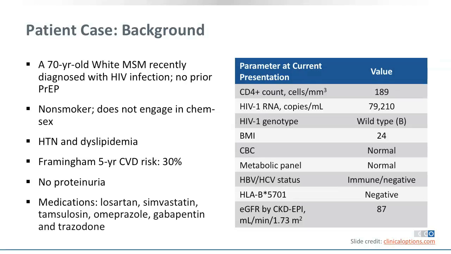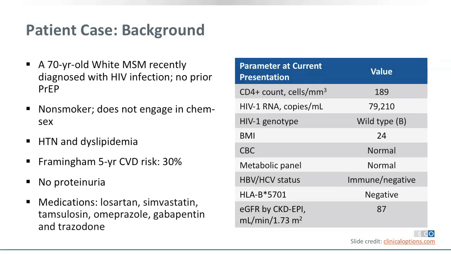And regarding all the baseline HIV profile, his CD4 cell count is 189 cells. His HIV plasma viral load is 79,000. The HIV genotype is wild type, so no transmitted drug resistance. The subtype is B. His body mass index is 24. And the complete blood count and the biochemistry and the hematology is normal, together with the metabolic panel.